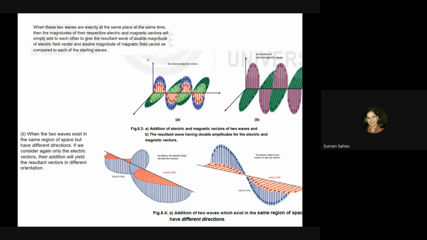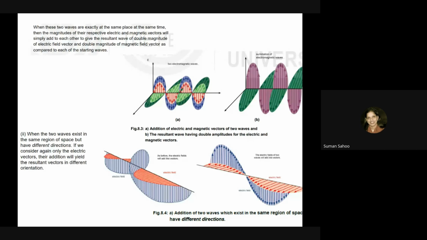Suppose we have two waves present at the same place at the same time. In that case, as these are vectors, there would be summation, so they can be added. So we have two electromagnetic waves, and I can just say these are electric waves as well as magnetic waves. So we check two different waves at the same time.